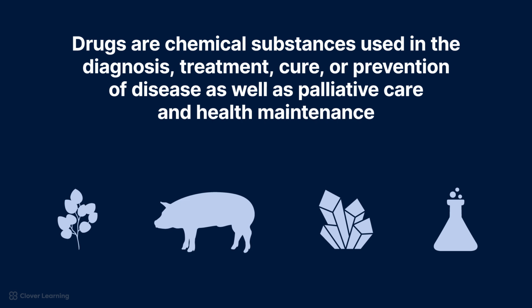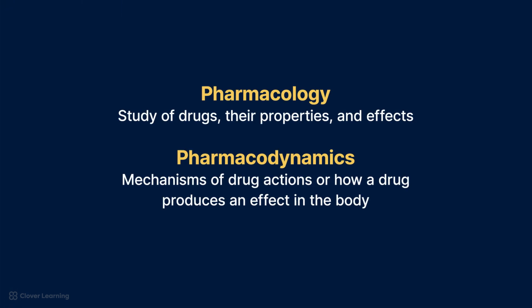Drugs come from 4 sources: plants, animals, minerals, and synthetic materials. Pharmacology is the study of drugs, their properties and effects. Pharmacodynamics refers to the mechanisms of drug actions or how a drug produces an effect in the body.